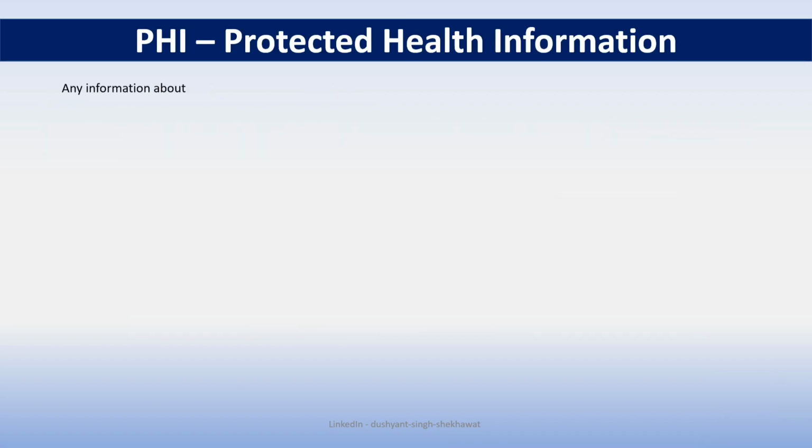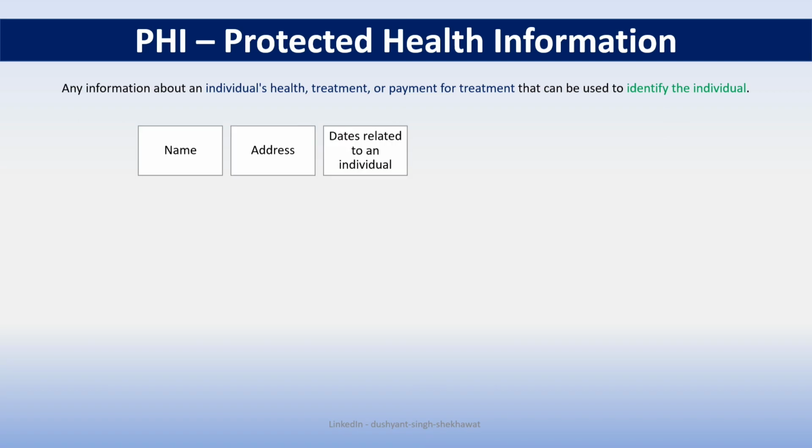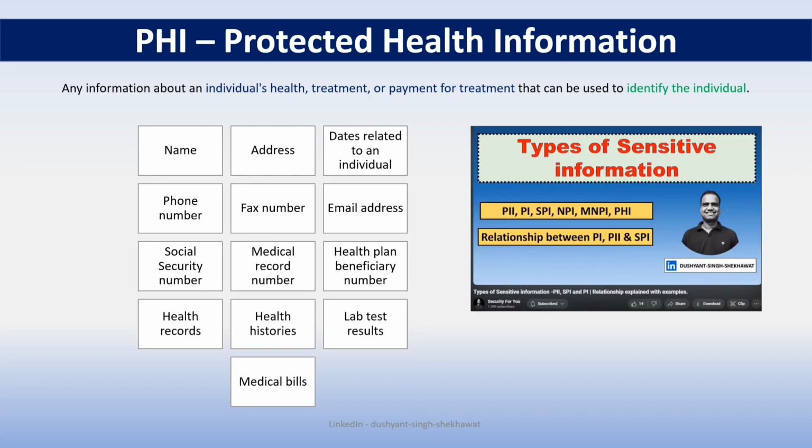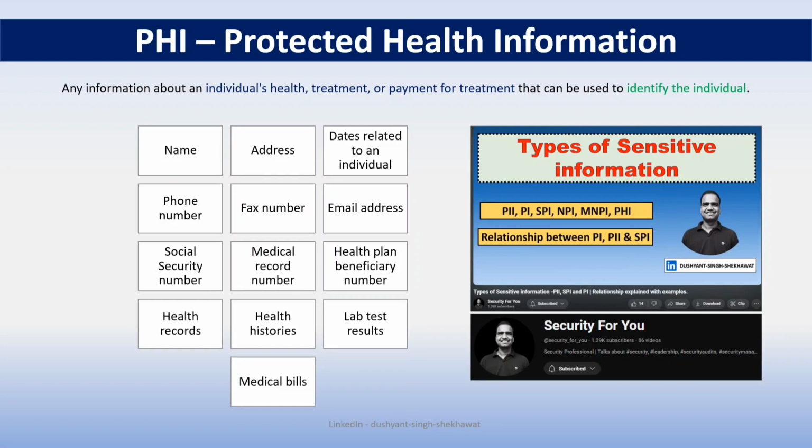PHI is any information about an individual's health, treatment, or payment of treatment that can be used to identify the individual. PHI can be found in medical records, electronic records, or spoken information, and it can include name, address, phone number, email address, social security number, medical record number, health records, health history, medical bills. I have made a separate video where I have discussed different types of sensitive information like PII, PI, SPI, PHI. For more information, you can go and watch that video.